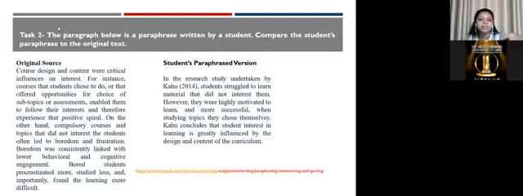Okay, because you have selected something that you have an interest in. So that is the idea of these two sentences. Okay, on the other hand, compulsory courses and subtopics that did not interest the students often led to boredom and frustration.